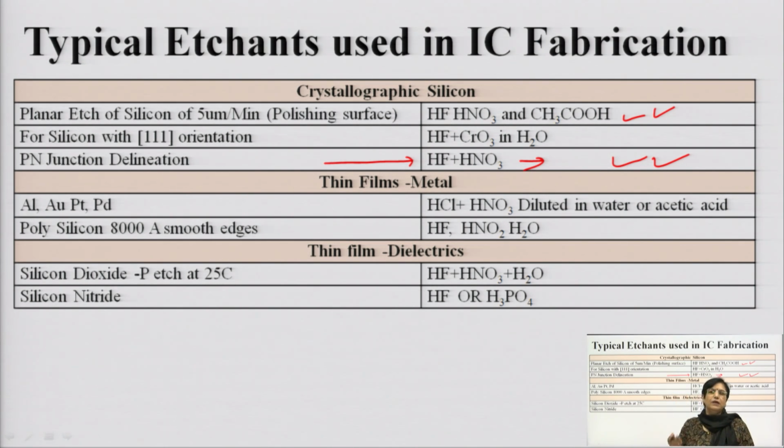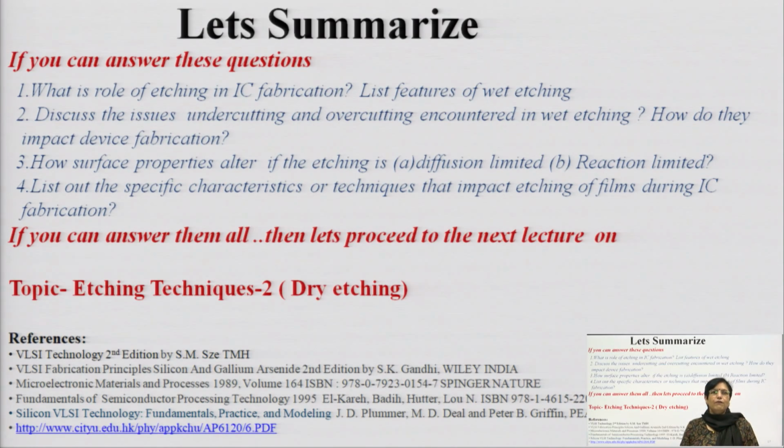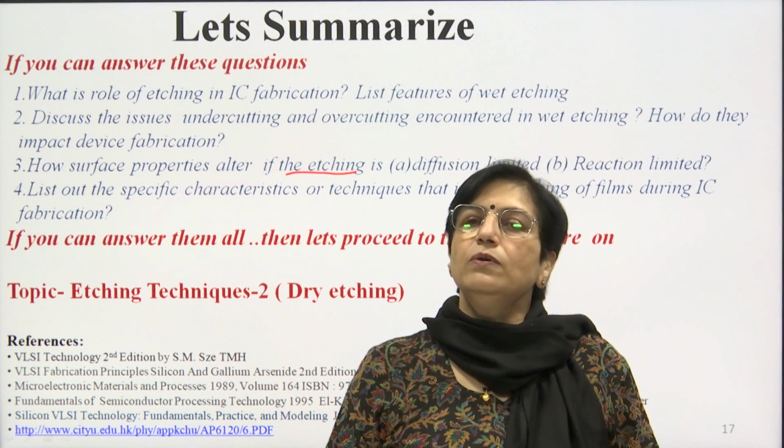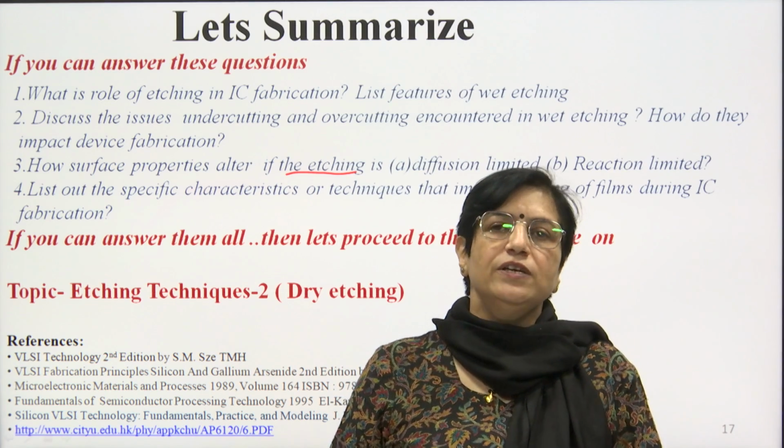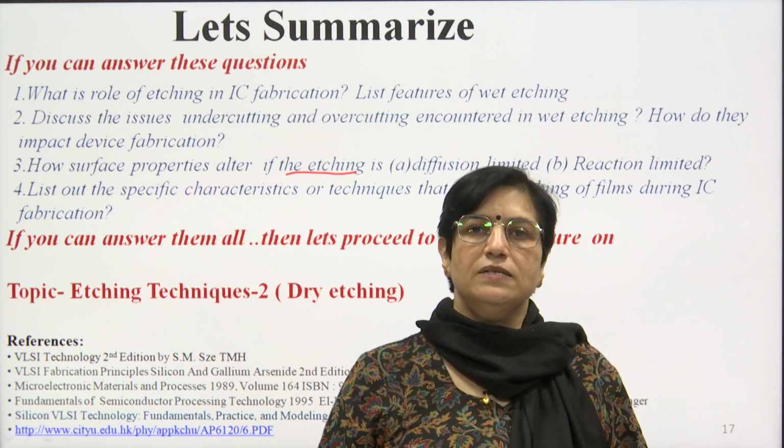So, these are typical agents which are being used, and this is the general etching introduction we have covered in this lecture. If you are able to understand the role of etching, and able to answer questions like how the surface properties are altered, what is the meaning of anisotropy and degree of anisotropy, and how it is done, we can proceed with the next stage, that is how actual etching is happening, and that will be covered in the subsequent lecture.